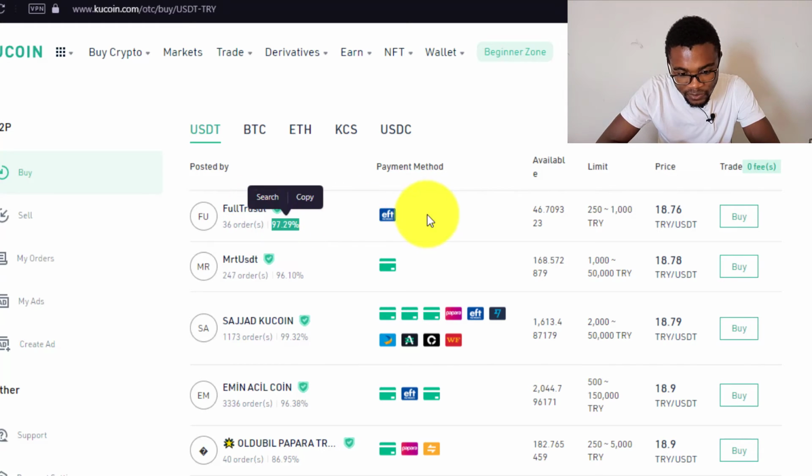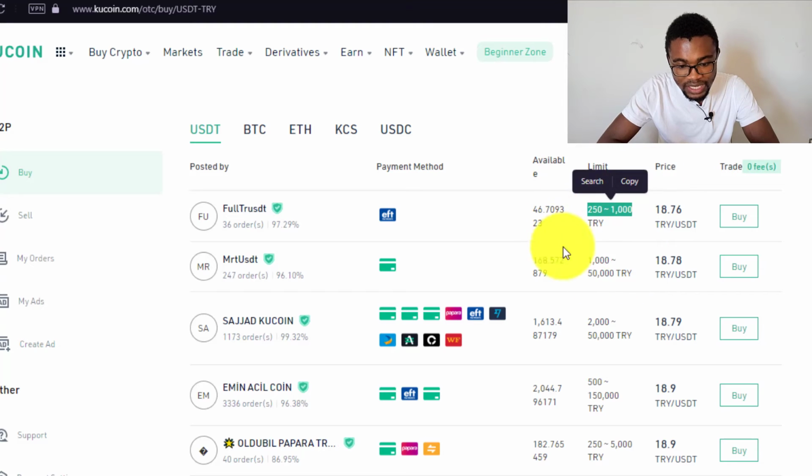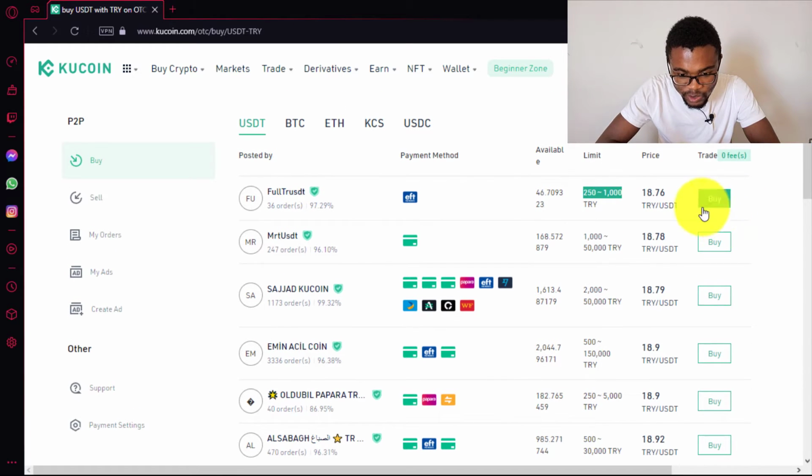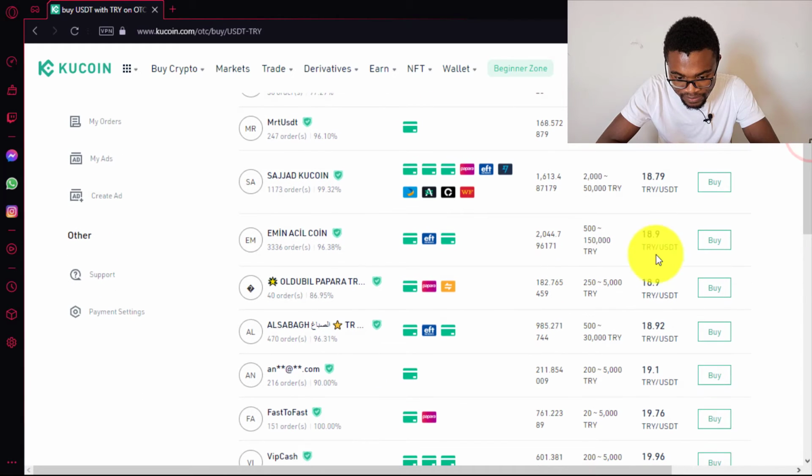Not only that, you also have to look at the limit. What is the limit range the person is allowing to trade in. So you can see this one has got a limit range of 250 to 1000. And one thing to note here, the transactions which are going to be on top, like these ones, are going to have the most favorable rate. You can see this one has got a rate of 18.76 for $1, but as you go down, the rate keeps on increasing.